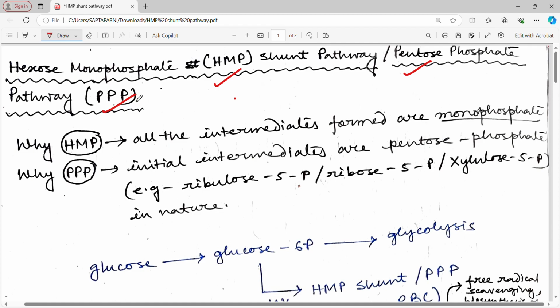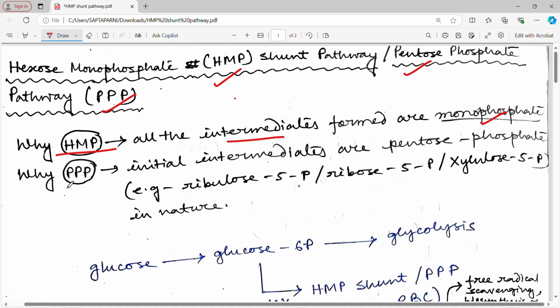So, why is this pathway called HMP pathway or hexose monophosphate pathway? See, this is a minor pathway of carbohydrate metabolism, and whatever intermediates are formed here, they are all of monophosphate type. And they are mainly formed from glucose, which is a hexose sugar. That is why this pathway is known as hexose monophosphate pathway.